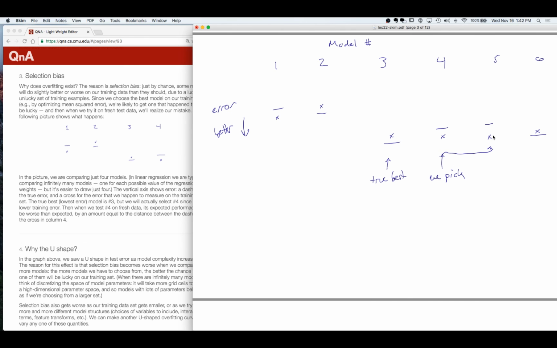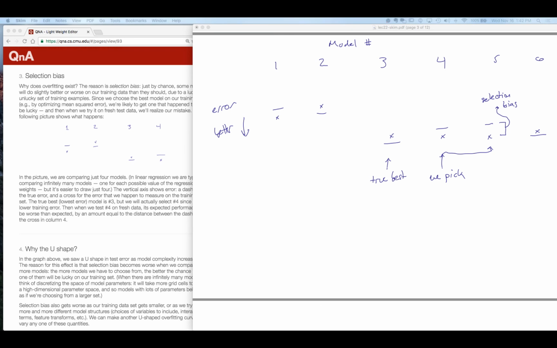And the distance between the cross and the dash is even larger than it was for 4. So this here is the amount of selection bias or overfitting. And the more models we have, the larger a chance we have to get bad selection bias.